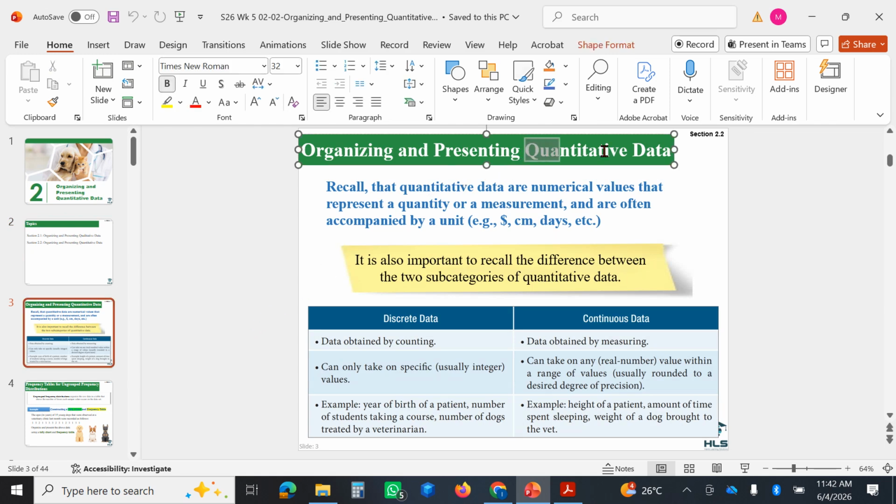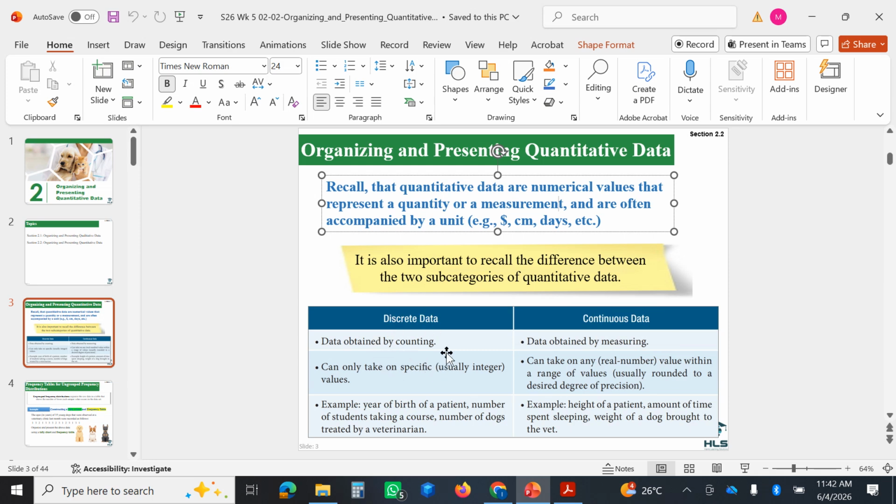Organizing and presenting quantitative data, that's where we're at. Recall that quantitative data are numerical values that represent a quantity or a measurement, how many, how much, and are often accompanied by a unit. Examples: dollar signs, centimeters, days, hours, minutes. It's also very important to recall the difference between the two subcategories of quantitative data: discrete and continuous. Discrete is made by counting. Continuous data is made by measuring.